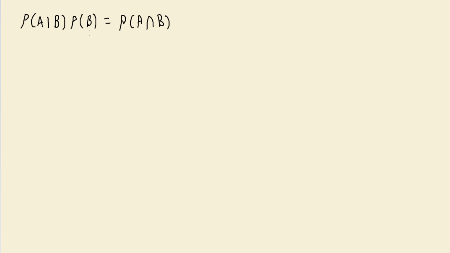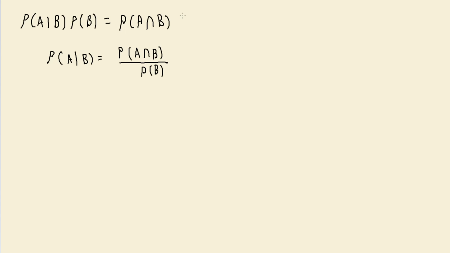And so this gives us a method to deal with conditional probabilities, because we can algebraically manipulate this to tell us that the probability of A given B is going to be equal to the probability of A and B occurring divided by the probability of B occurring. And so this is where we start to talk about conditional probability.